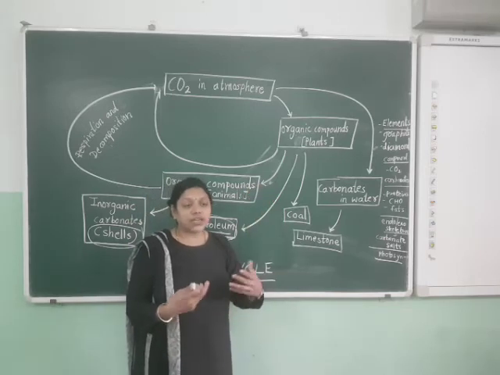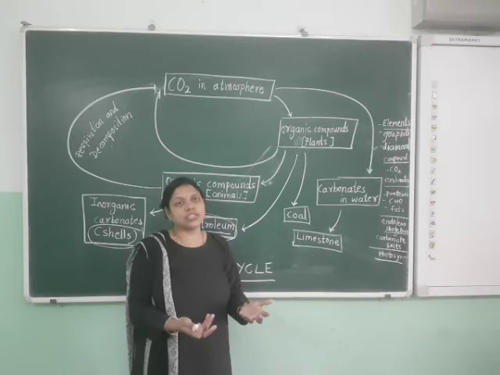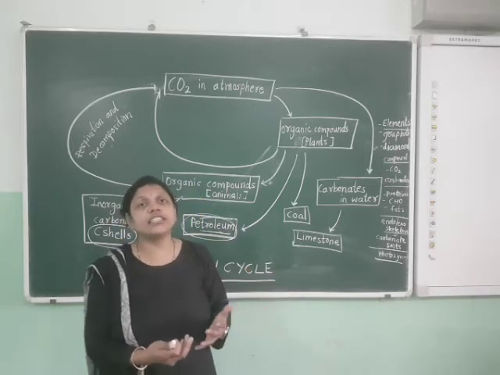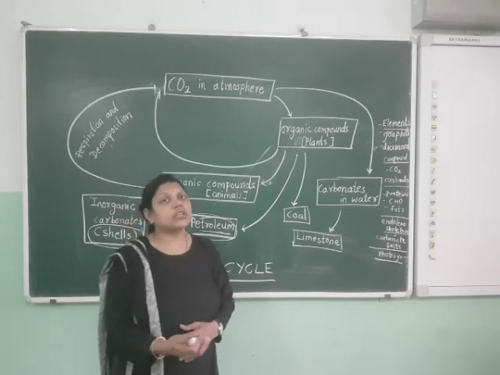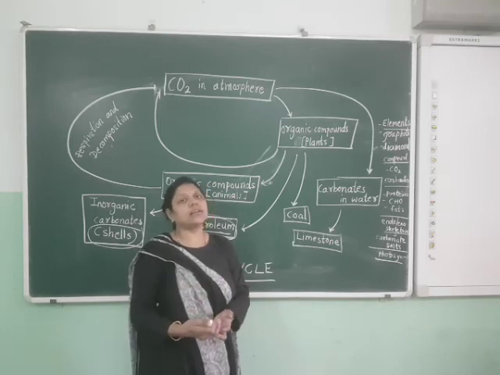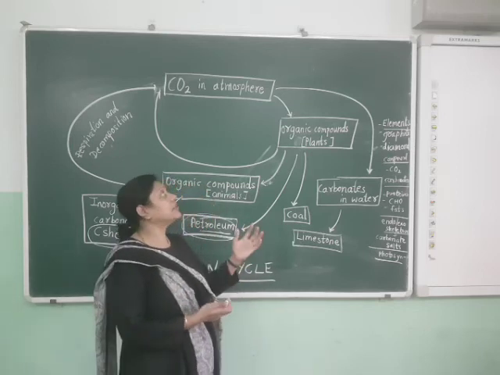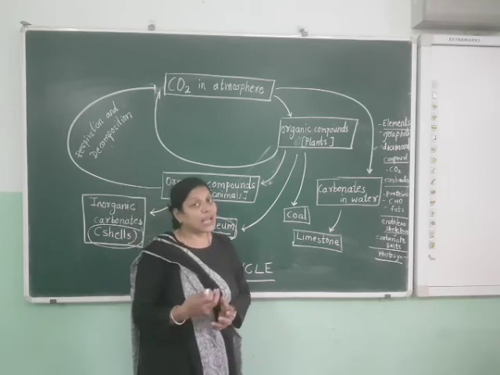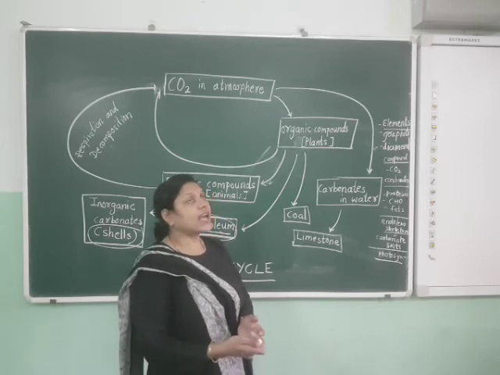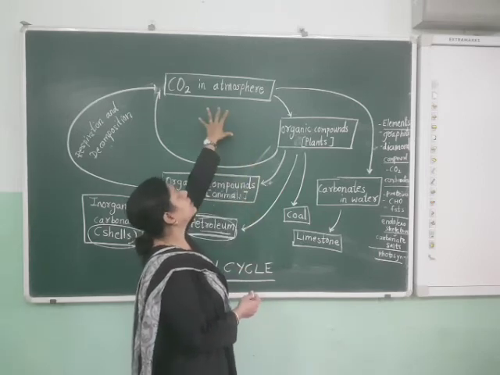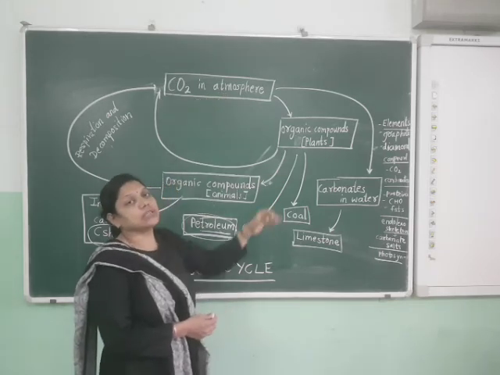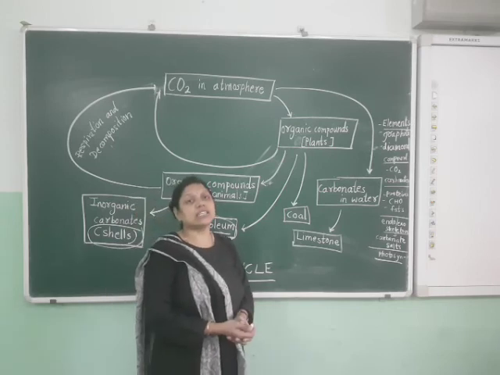Because when we use more oxygen and release more carbon dioxide in the air, there is an imbalance in nature because of air pollution, because of more use of fuels and more carbon in the air. So what happens? It causes an imbalance in nature, and thus we need to take some steps in order to maintain the carbon cycle and maintain the balance in nature.